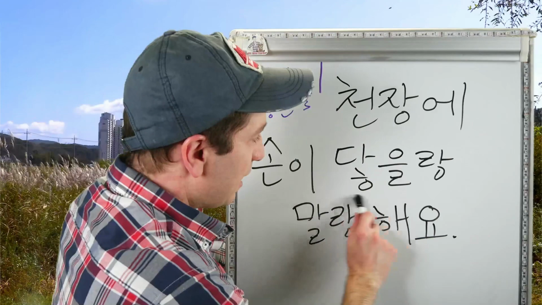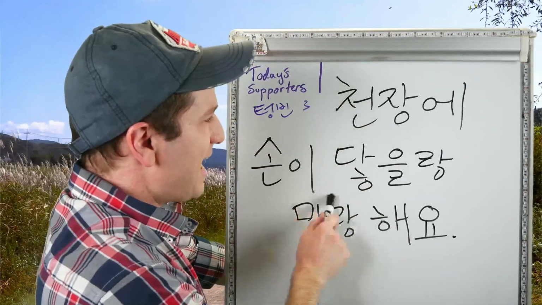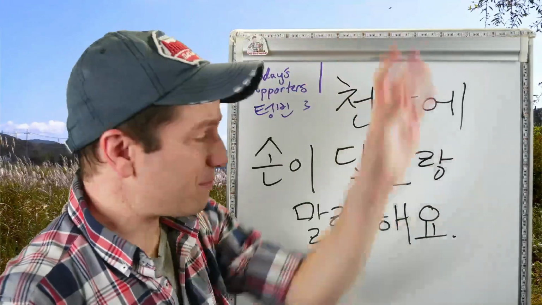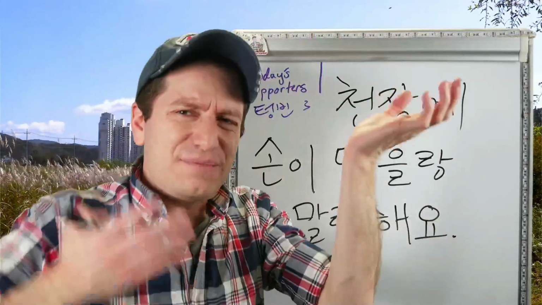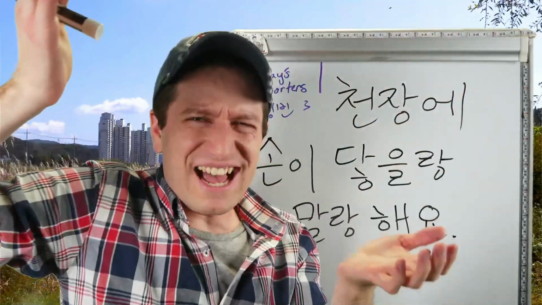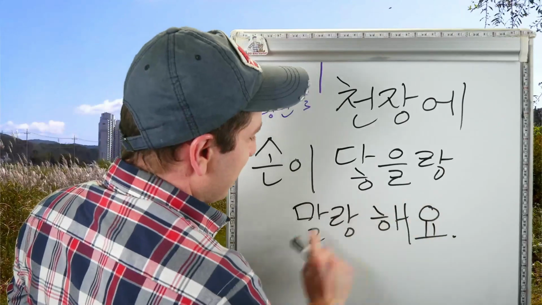천장에 손이 닿을랑말랑해요. My hand to the ceiling, 닿다, is like to connect or to be able to touch something. So it's like it's touching the ceiling, but it's not. It's like touching the ceiling, but it's not. 천장에 손이 닿을랑말랑해요.